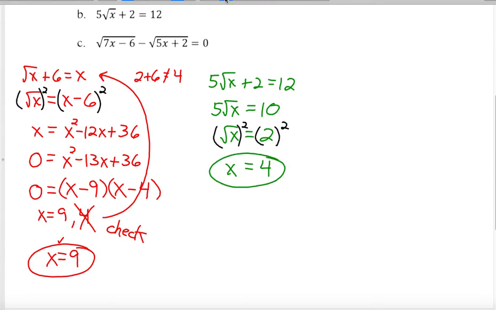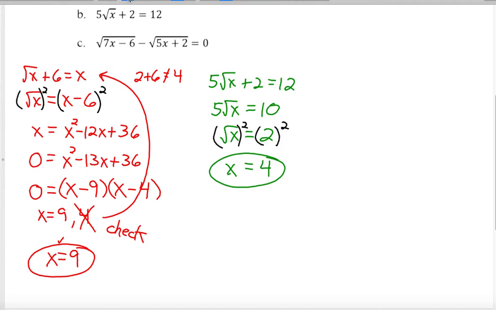Okay, let's try the last one. Now we have 2 square roots here. So what we want to do is get one on each side, and then I can square both sides. If I tried to just square both sides now, imagine squaring the left side. You have to multiply that whole thing in parentheses by itself. And that's going to be really messy, and you'll still have a square root as part of your answer.